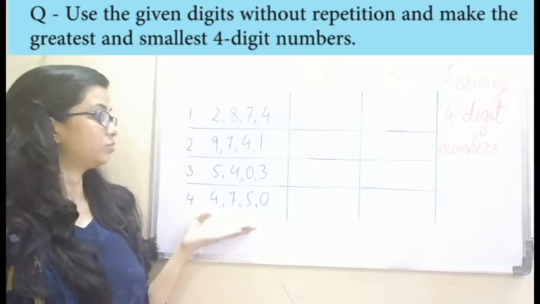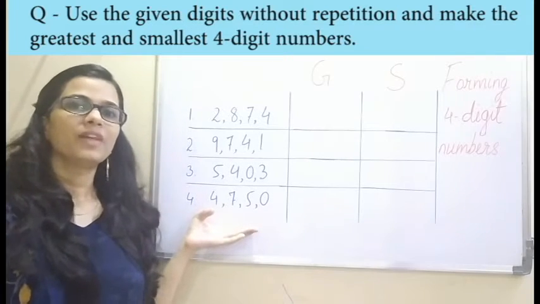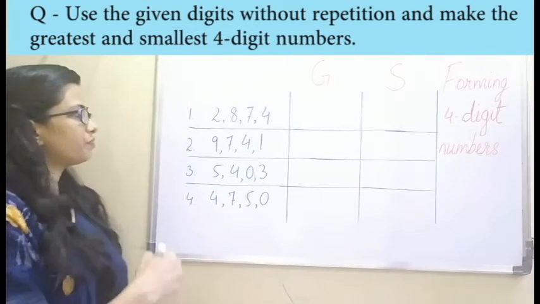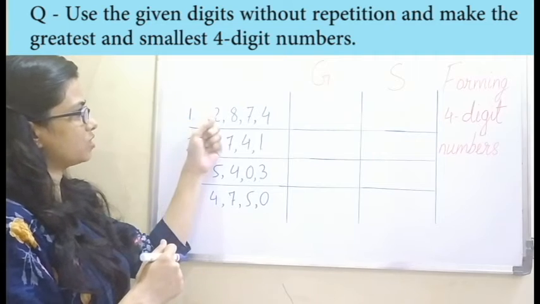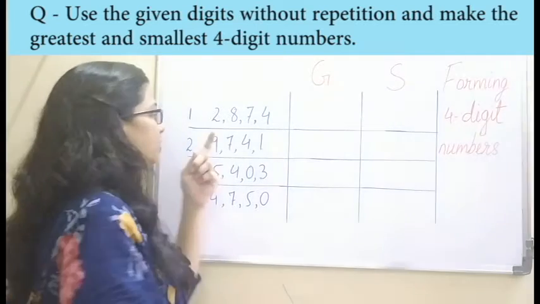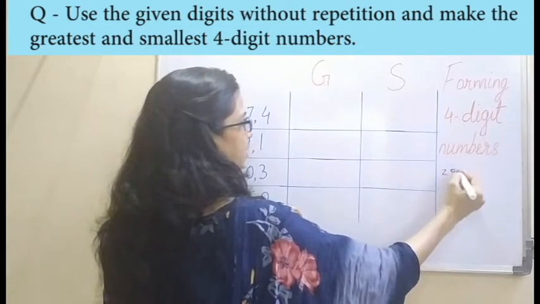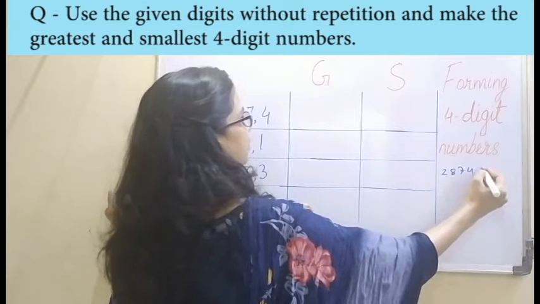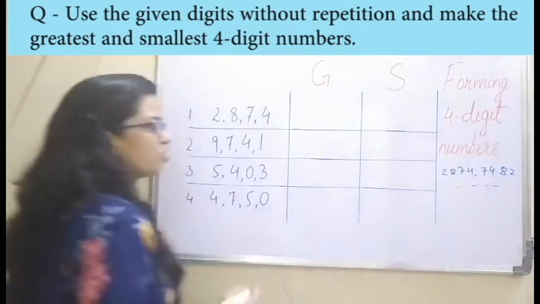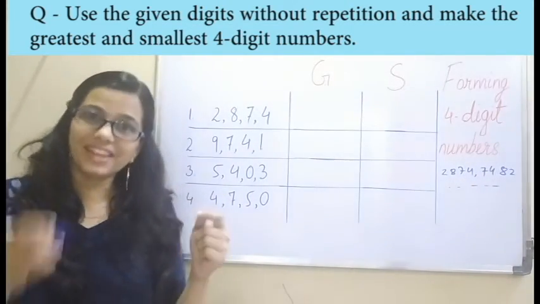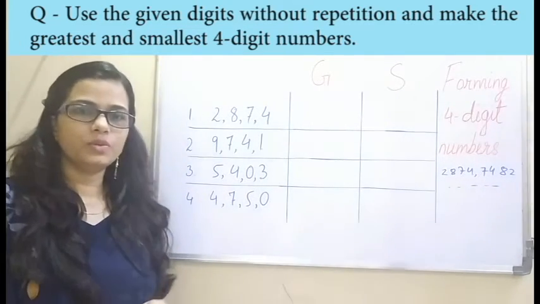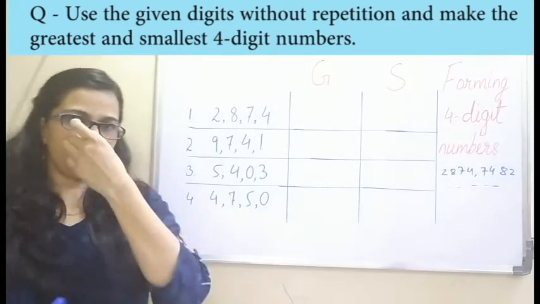We have certain combinations of 4 digits, and we have to form the smallest and greatest 4-digit numbers. The first one is 2874. Now, listing down all the 4-digit numbers, for example 2874 and then 7482 and so on, and then finding out the greatest and smallest is a little time consuming.